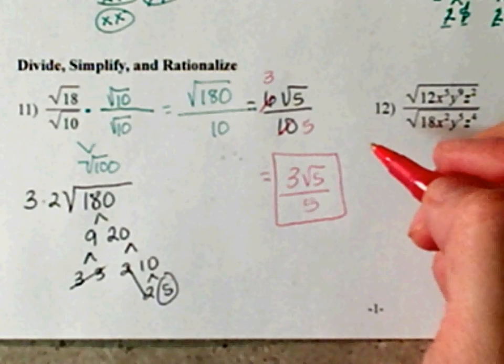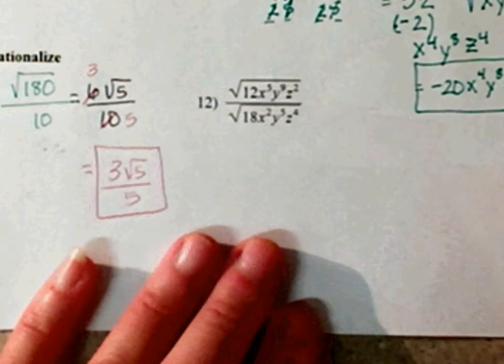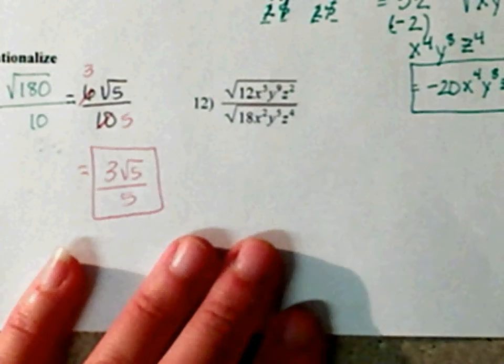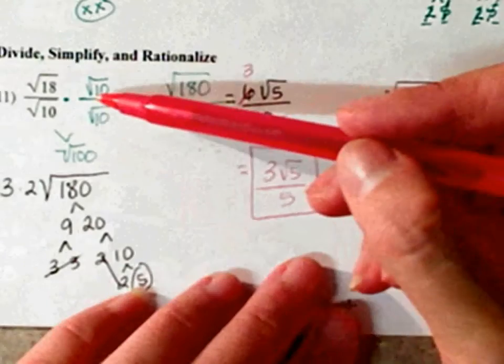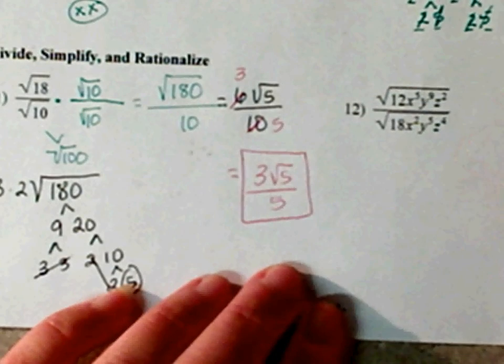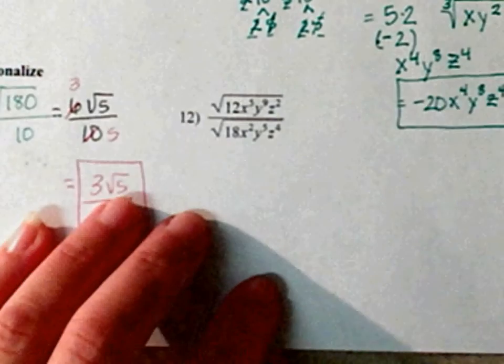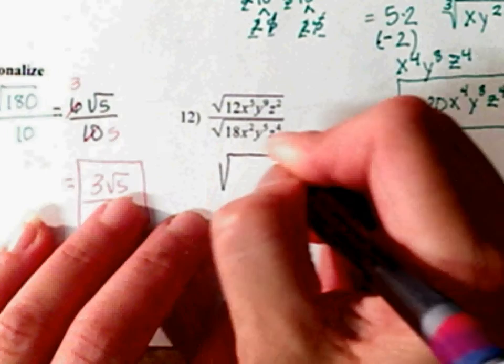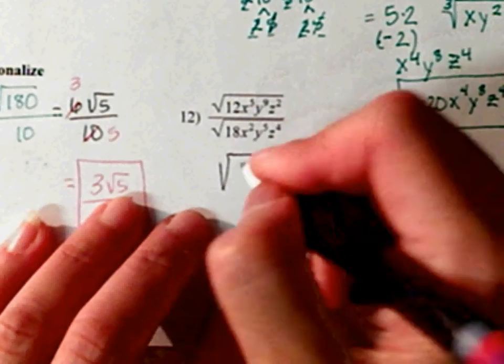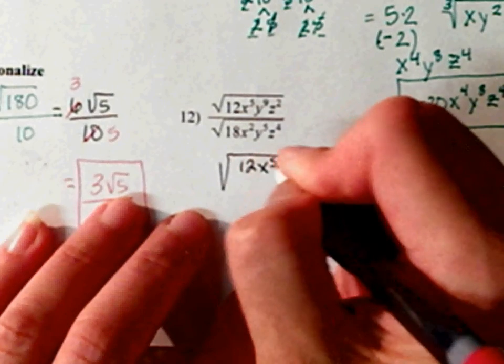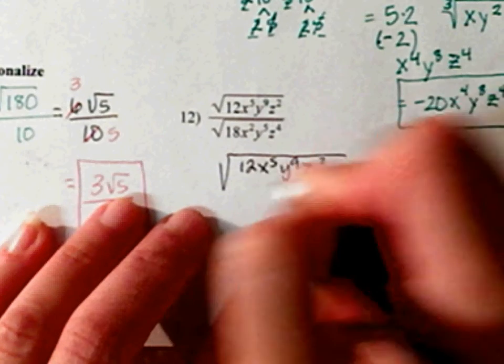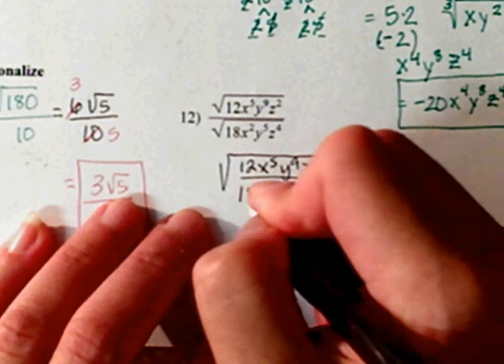Number 12. I'm actually going to rewrite this before. I'm not going to do it like number 11. This one I'm actually going to combine them together, because you can do it like that. Okay? So let's go ahead and combine them together. So you have 12 x to the 5th, y to the 9th, z squared, all of that over 18 x squared, y to the 5th, z to the 4th.